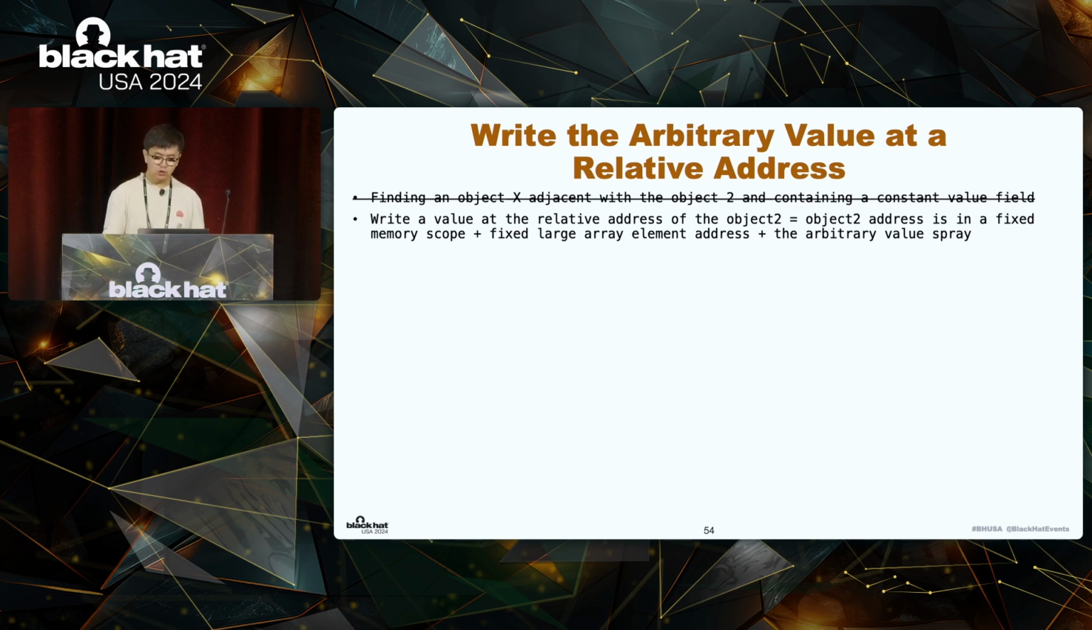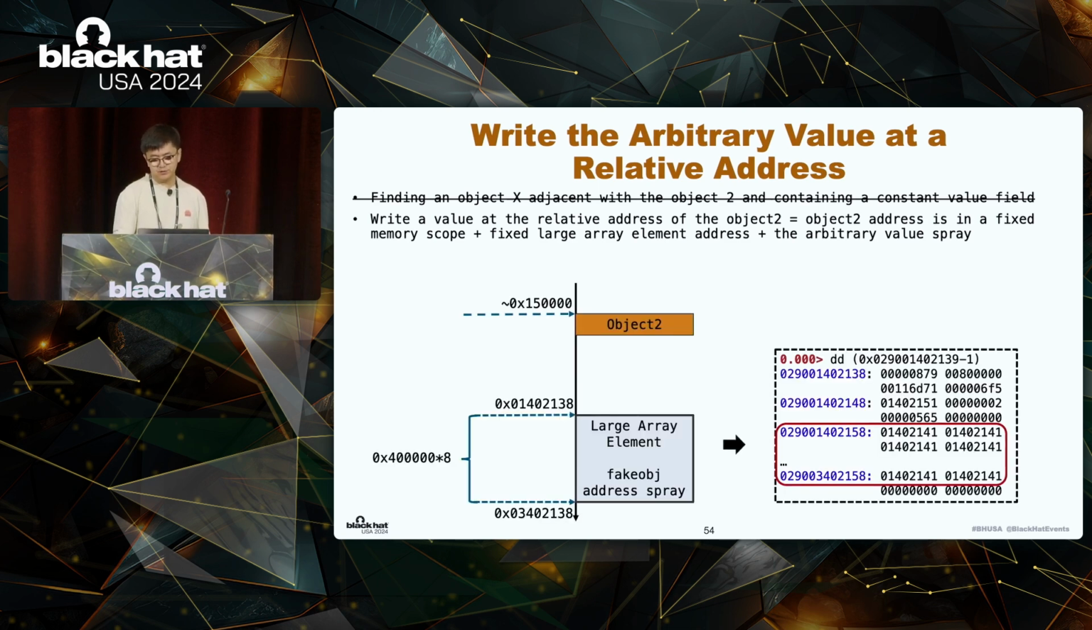Usually, adjacent objects are good candidates for that purpose, but it doesn't work due to some limitations. So we play with the large array element since its address is fixed, and we can easily spray the arbitrary value in its buffer. In the meantime, the object 2 address is allocated in a known memory scope. Here it is around hex 15000 in the specific Chrome version.